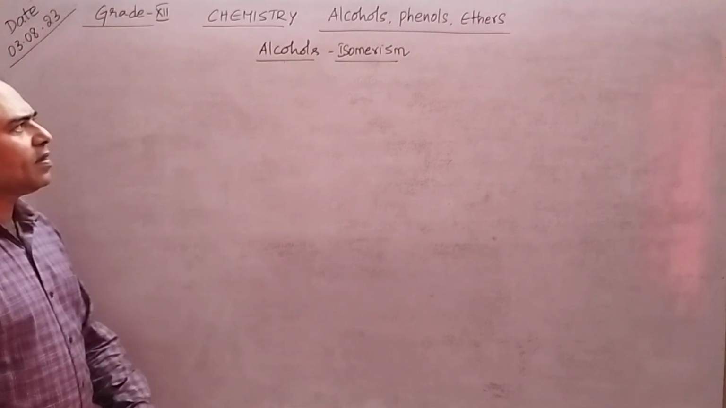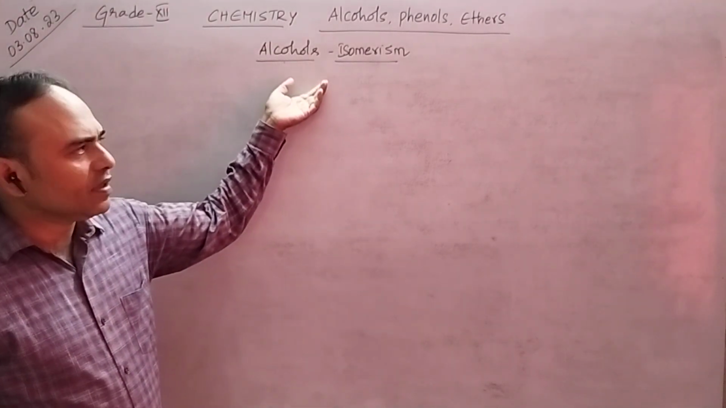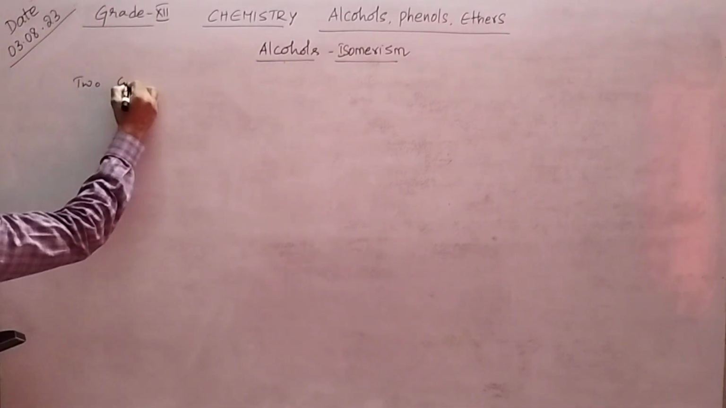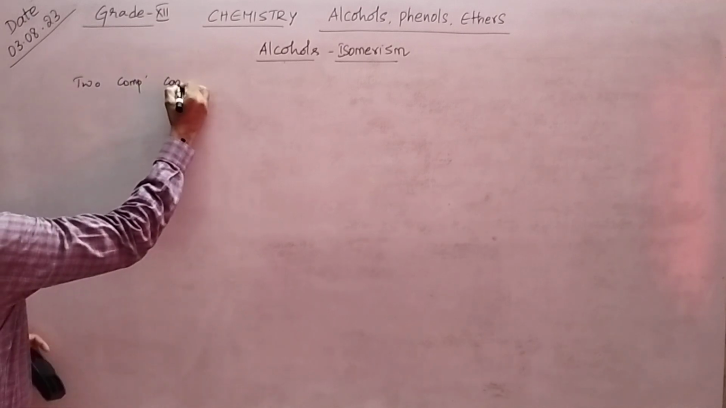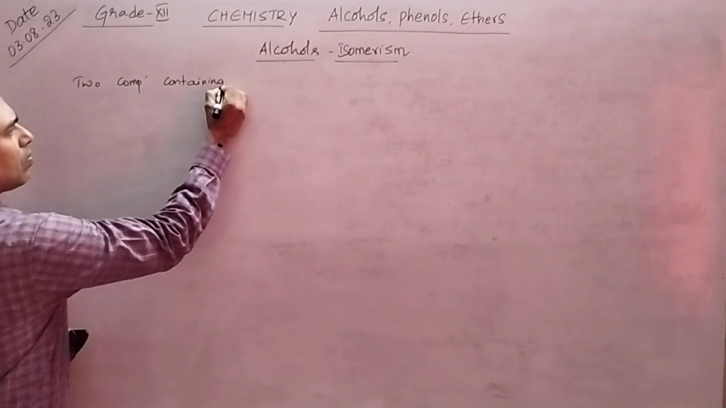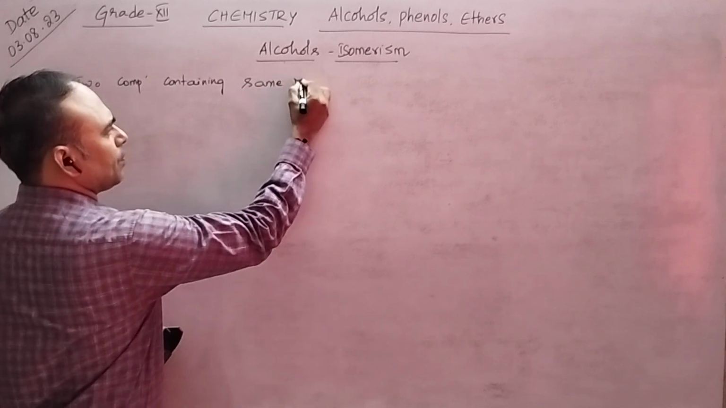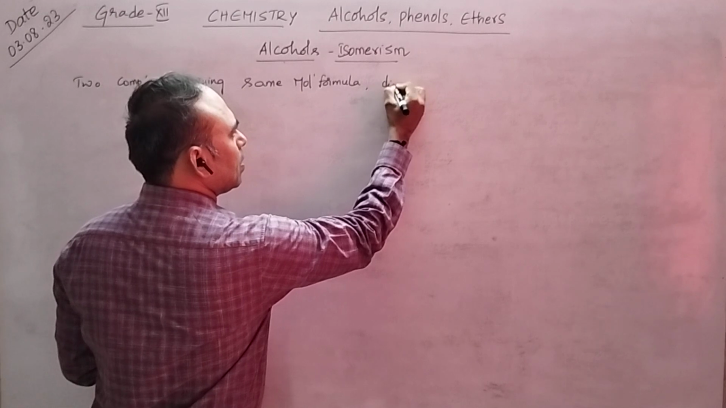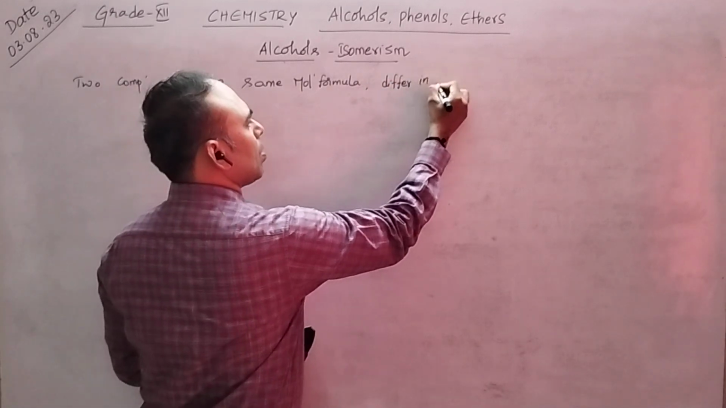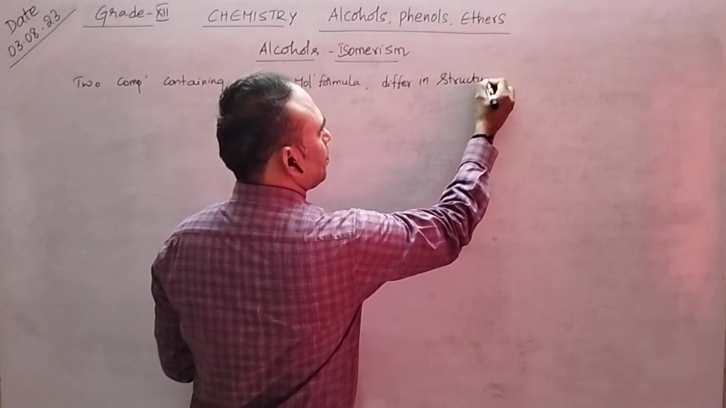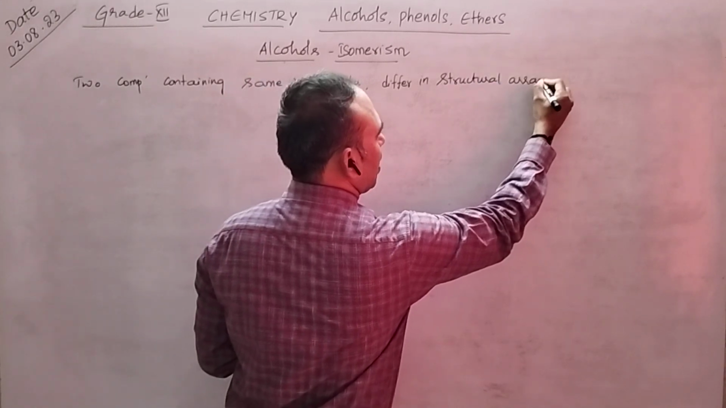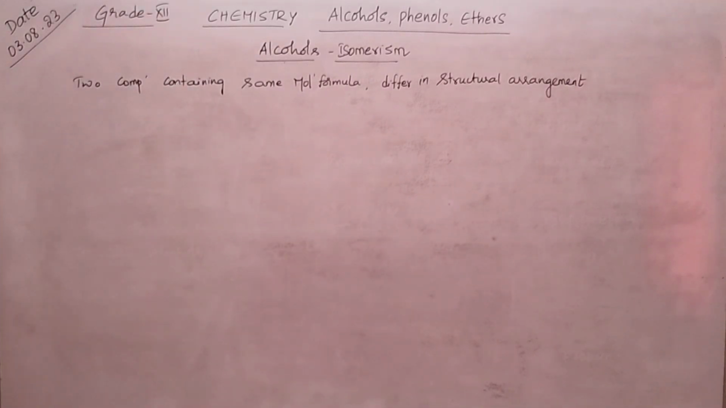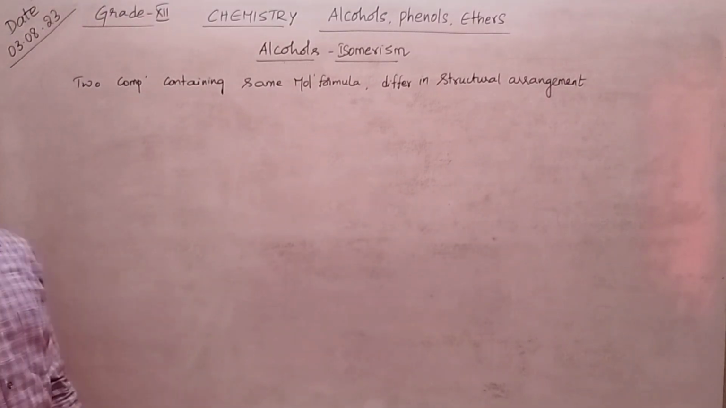Now the next topic is isomerism of alcohols. See, you already know what is meant by an isomer. If you take 2 compounds which contain the same molecular formula, but they differ in structural arrangement, then those isomers are known as structural isomers, and the phenomenon is called structural isomerism.